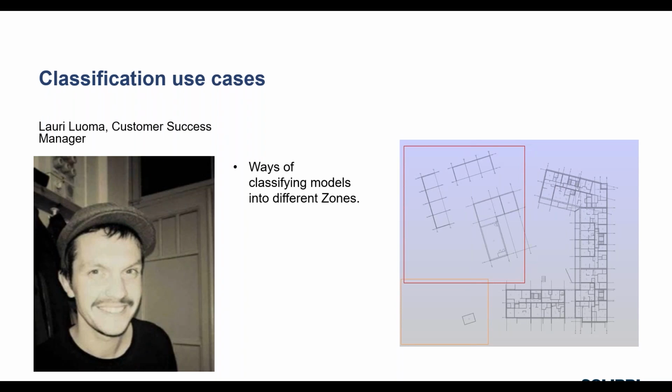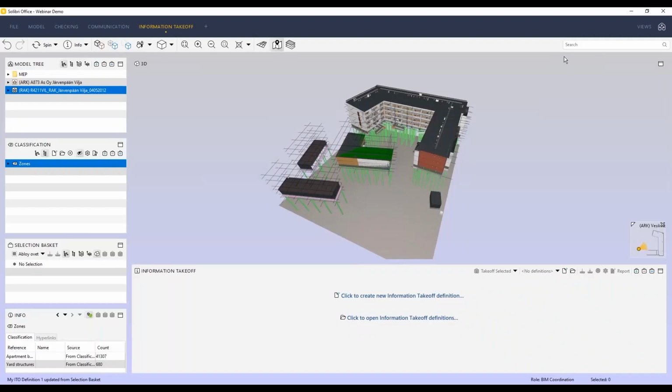Okay. Hello, everyone. So Jaakko was presenting how to use classification for the installation order of the elements. So I will give a brief demo on how you could use classification also to classify the BIM model into different sections or different zones.